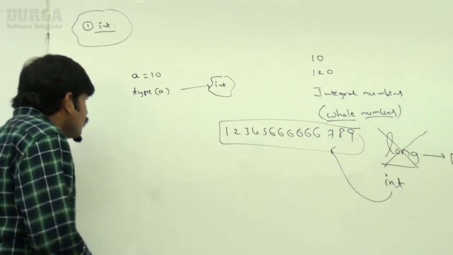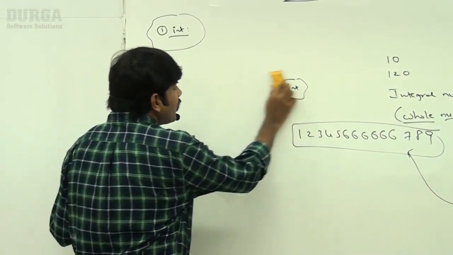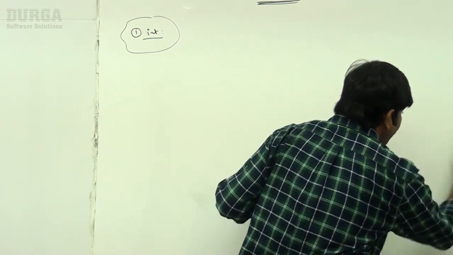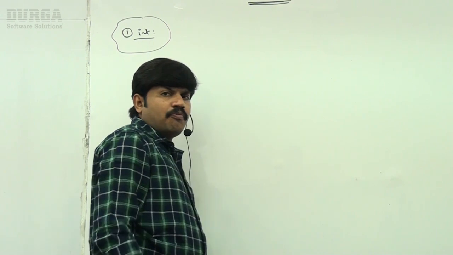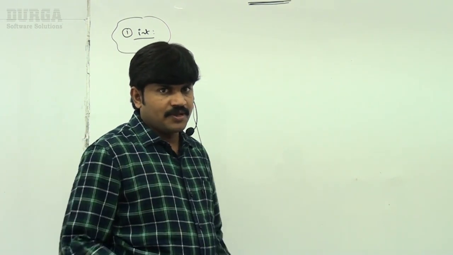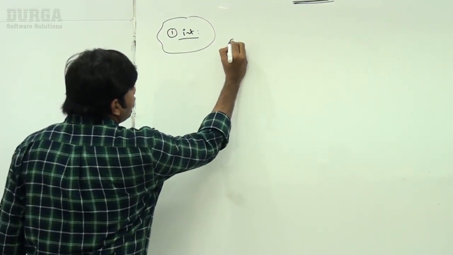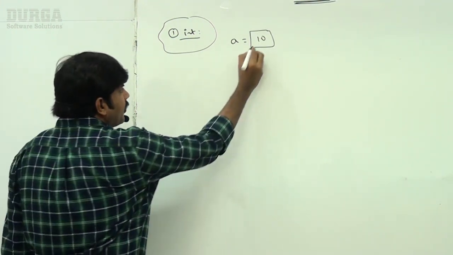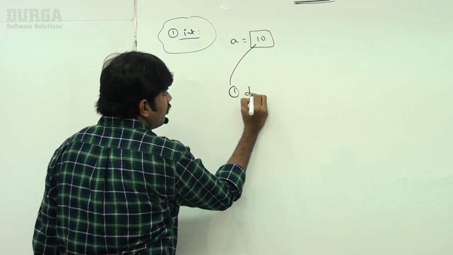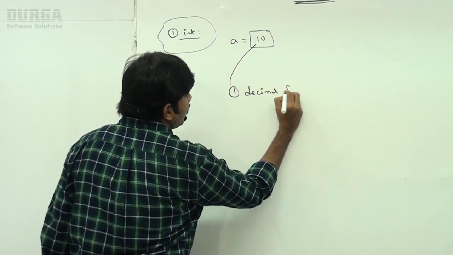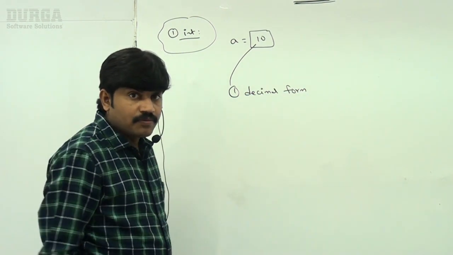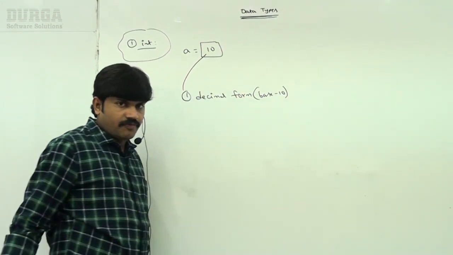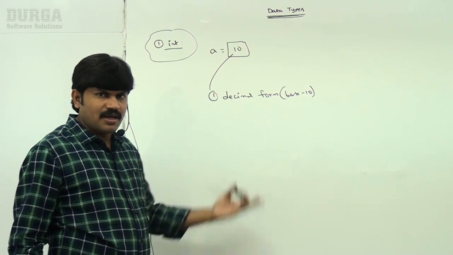Next, to represent int values, what are the various possible ways in Python? We can represent integral values by using 4 ways. Remember that, a is equal to 10, this integral value can be represented in 4 ways. First one, decimal form. This decimal form is also known as base 10, our common normal approach.